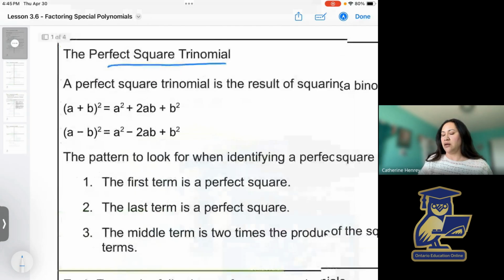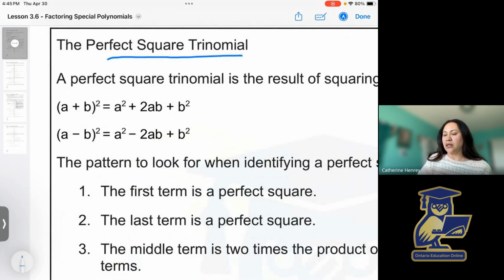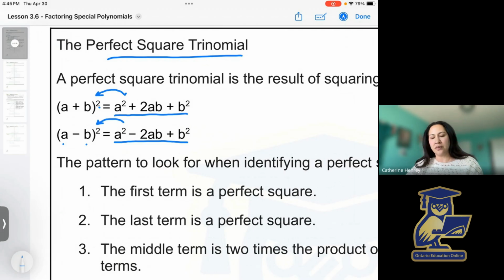So let's zoom in here. Let's say I have a plus b squared. If I expand that out, I'm going to get a squared plus 2ab plus b squared. And if I have a minus b squared and I expand that, I'll get a squared minus 2ab plus b squared. So when we're factoring, remember we're going from the expanded form back to a factored form. We're going that way, okay?